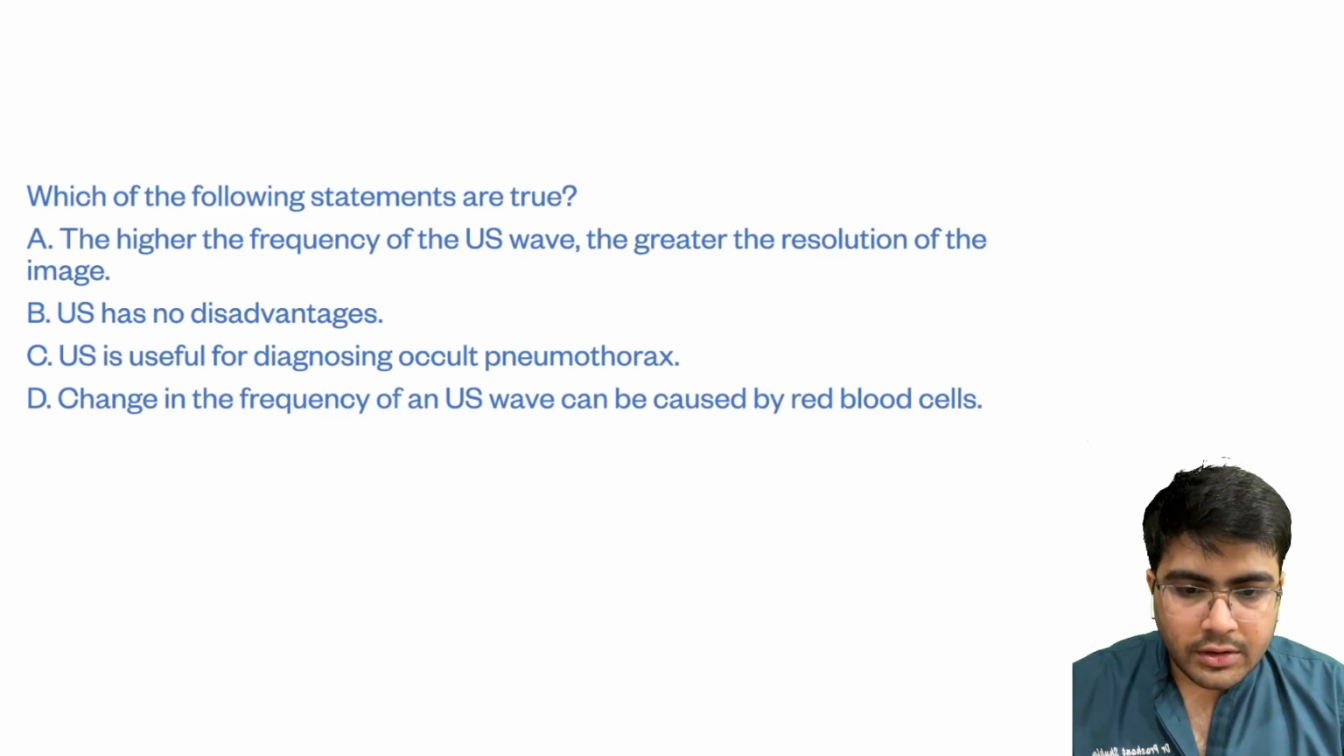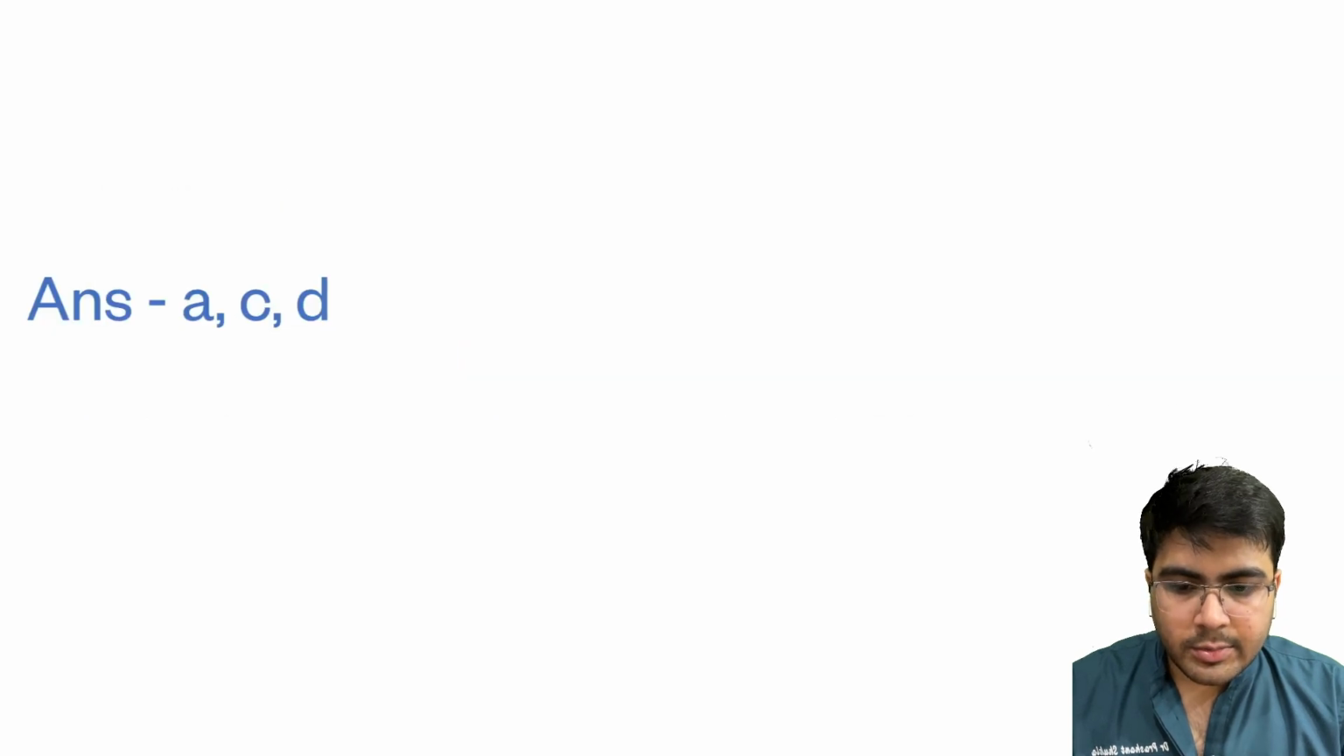Ultrasound is useful for diagnosing occult pneumothorax. Yes, this is also a true statement. Change in the frequency of the ultrasound wave can be caused by red blood cells. This is also a true statement because this principle is used in Doppler imaging. So the answer would be ACD.